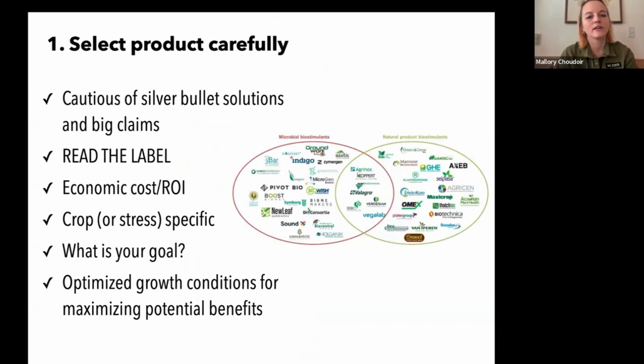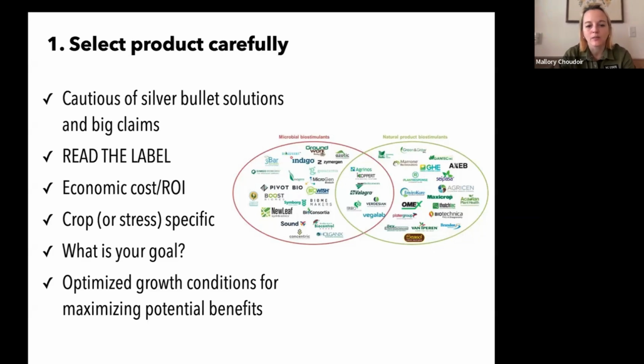So I have outlined 5 tips, best practices for incorporating biostimulants into your production systems to either improve soil health or crop health or maintain. Number one is to select the product carefully, right? There's a massive landscape of these. Be cautious of silver bullet solutions and big claims. Read the label, right? So understand if this is a living microbe, if it is an extract, what are you putting into your system?